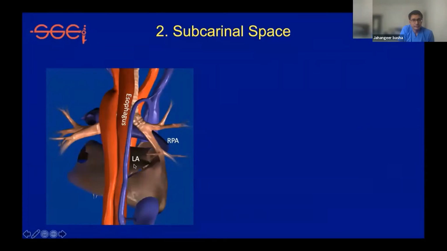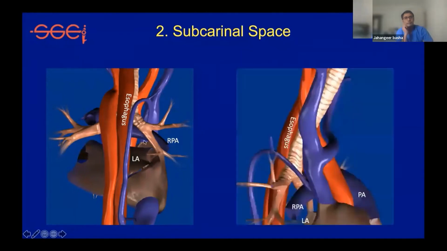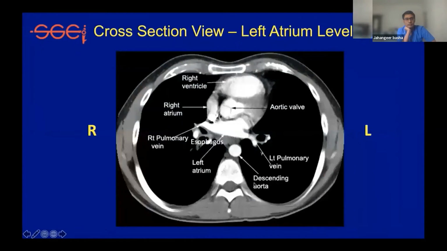So this is the left atrium, which is the posterior-most part of the heart, lying very close to the esophagus, and this is the right pulmonary artery. You can see the tracheal bifurcation here. So the space between the left atrium and the right pulmonary artery is the subcarinal space. On lateral view, this is the tracheal bifurcation. This is the left atrium. We can see the pulmonary artery giving rise to the right pulmonary artery, and the space between the left atrium and the right pulmonary artery is the subcarinal space.